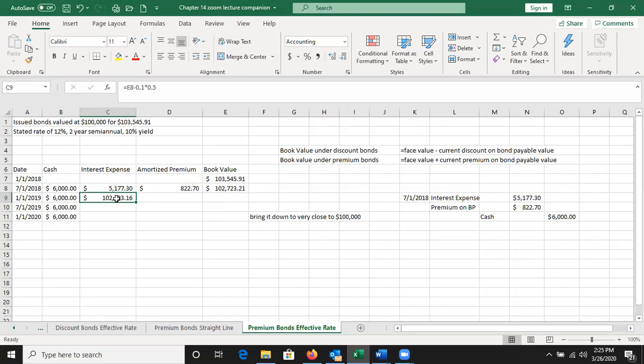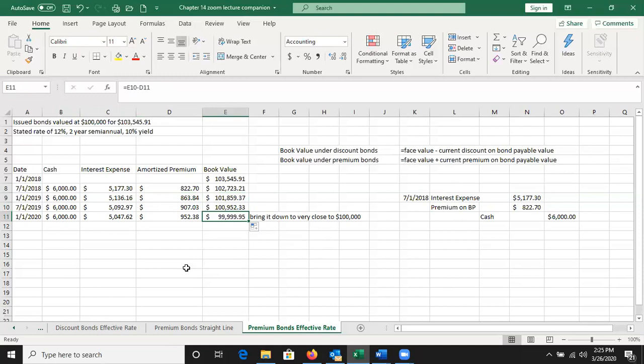What did I do wrong? The book value? Oh, I did minus 0.1. So times 10% times half a year. The amortized premium is, again, the difference between the cash and the interest expense. And then the book value will be updated, take away the amortized premium. So if we keep going through, we should get a perfect 5 cents away from $100,000.